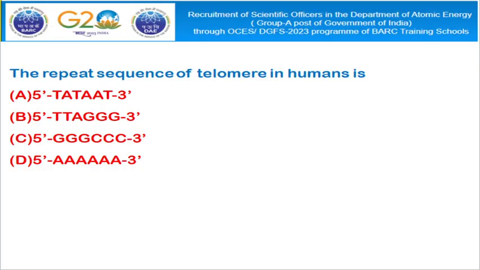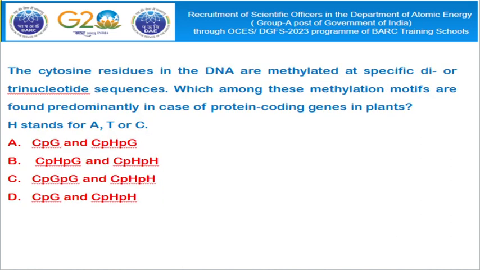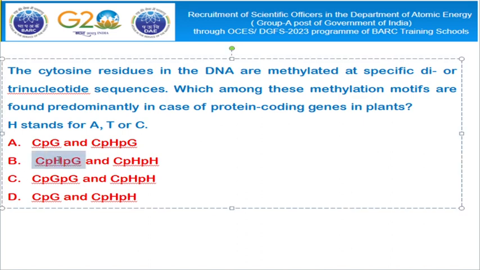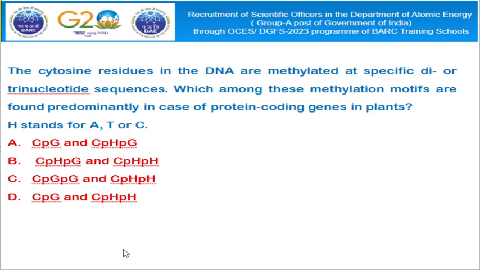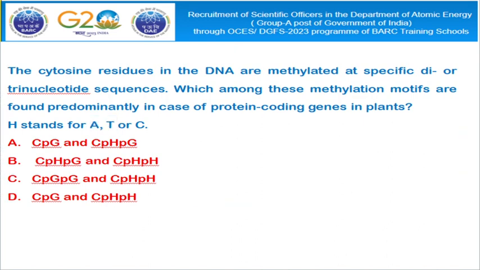The repeat sequence of the telomere in humans, the repeat sequence of the telomere region, is TTAGGG. Okay. So the next is with regard to cytosine residues in DNA being methylated at specific di- or trinucleotide sequences. Which of the following methylation motifs is predominantly found in protein-coding genes in animals? Ultimately, it is CpG islands. Whereas in plants, the primary sites for methylation are CHG or CHH. The H might be either adenine, thymine or cytosine.